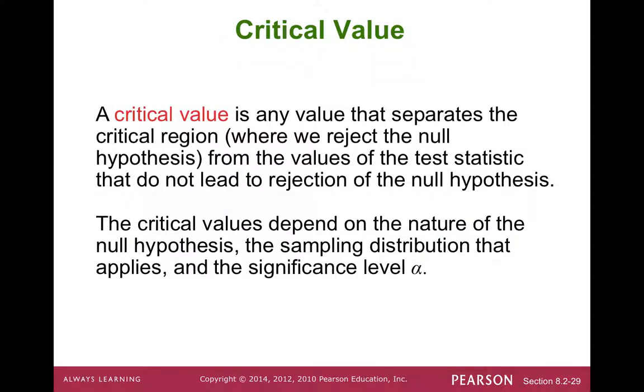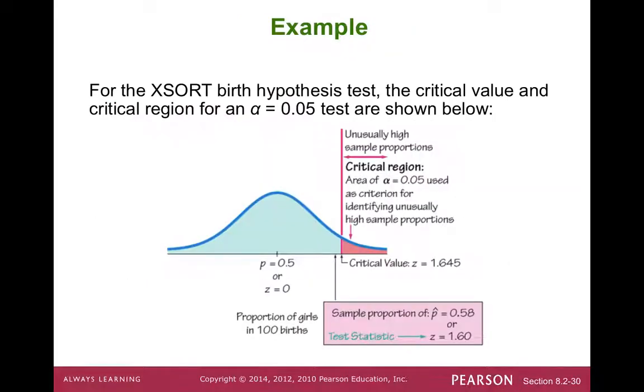So again, the critical value is that value that's going to separate where we're going to reject our null from where we're not going to reject our null. And our critical values depend on the nature of our null hypothesis. And basically, we can have a different significance level. And we talked about significance levels in chapter 7. So we talked about those different significance levels: 0.5, 0.05, 0.01, and 0.1.